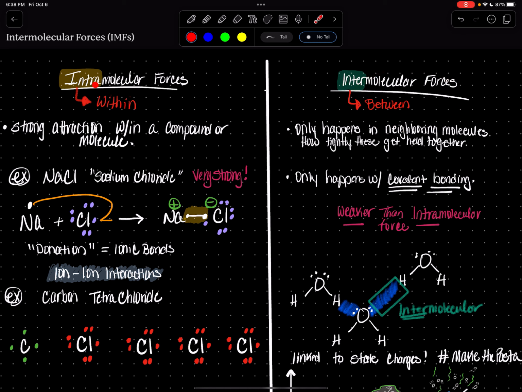Intramolecular forces, with the prefix intra, that means within. So you're looking within the molecule or within the compound. That's within the bond itself. Intramolecular forces are talking about these bonds present when you make them. Intermolecular forces are talking about between atoms. Between the atoms.